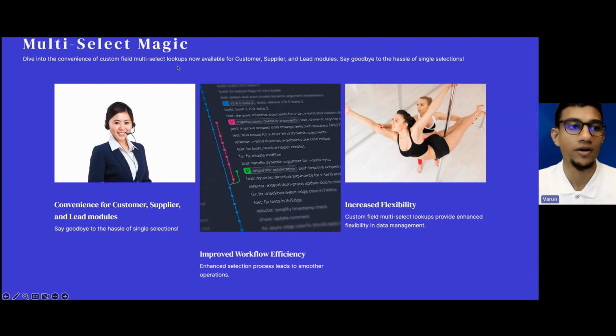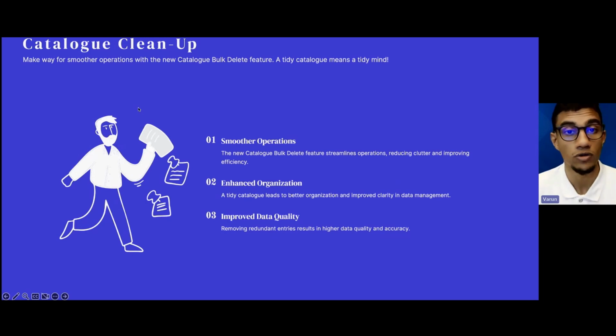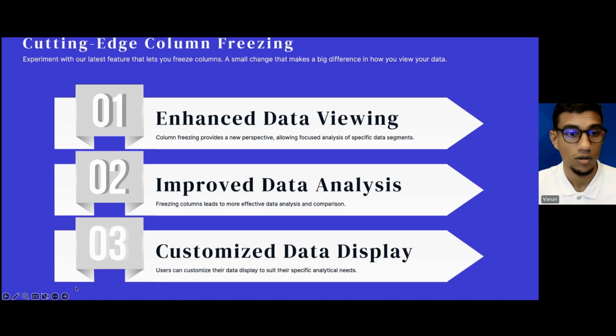So we started with multi-select magic. Let me just iterate it once again. Everybody knows that there is a lookup custom field that we can create. And right now we have introduced a multi-select lookup field. Why? If you have multiple data to be pulled from the customer, supplier, or lead module, you will be able to do that without any hassle. Next, we have introduced a bulk delete option under the catalog.